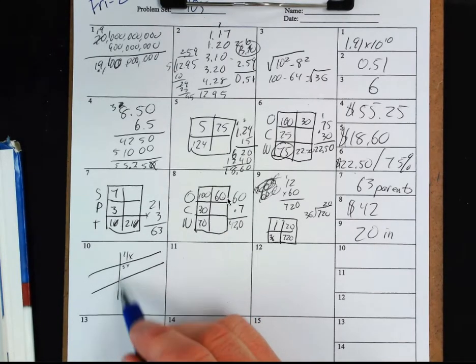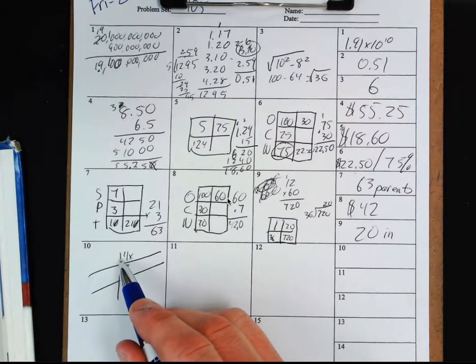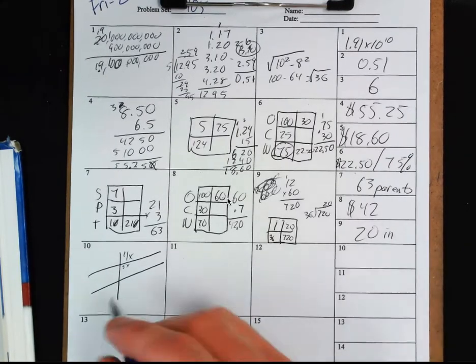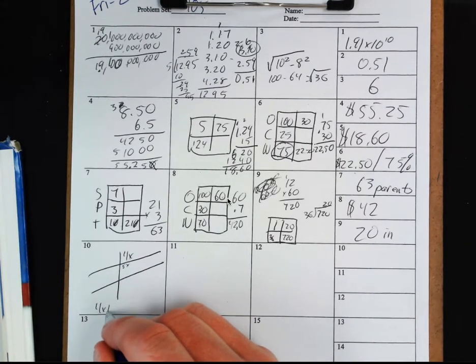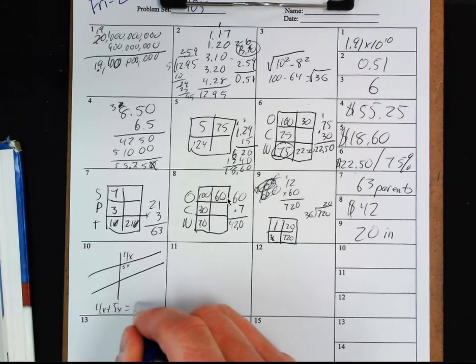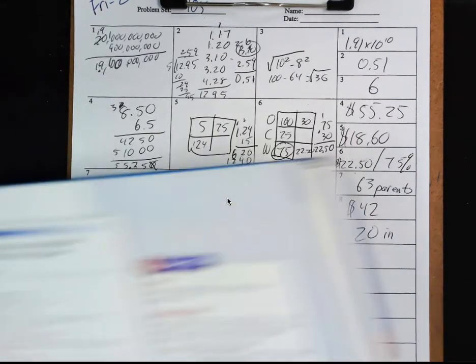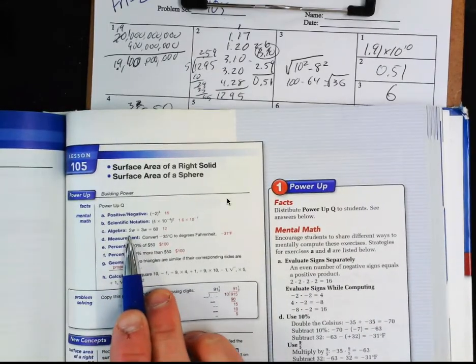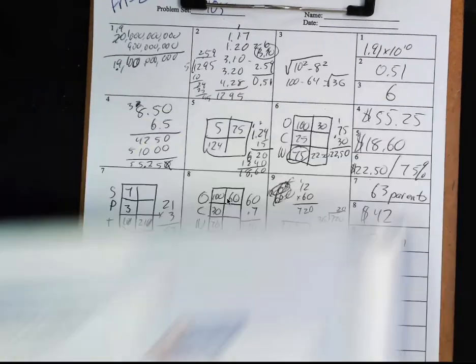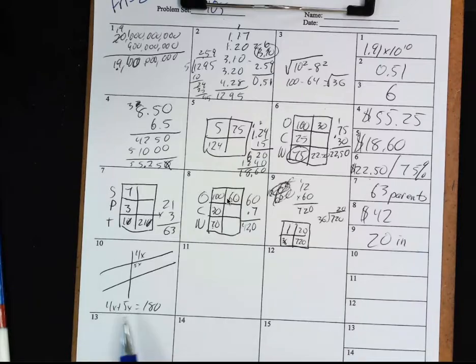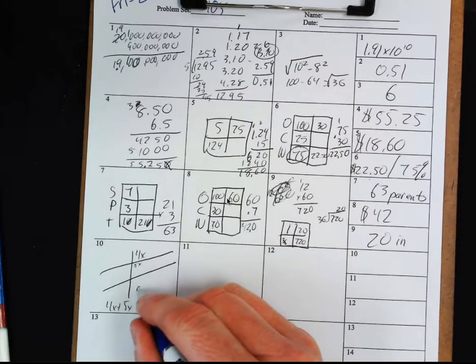Guys, remember, these are forming straight lines. Straight lines add up to 180. So 4x plus 5x equals 180. Kind of goes back and gives you a review of this example algebra we did in mental math. So step 1, add them together. 4x plus 5x is 9x.